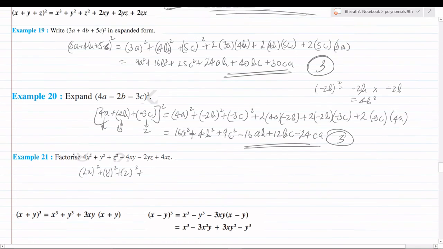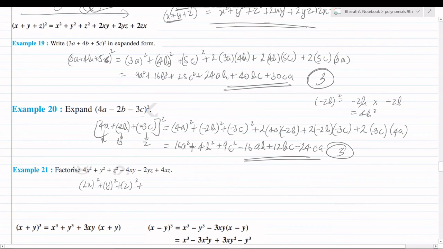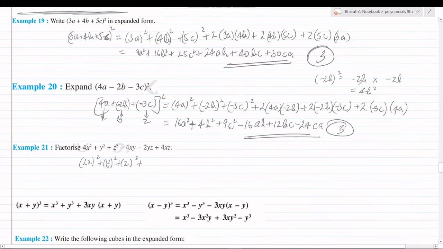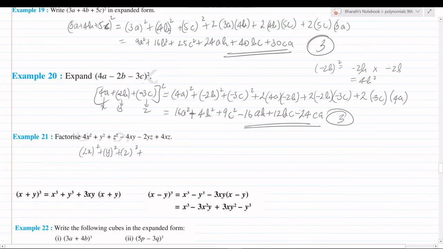Take our standard form. What is our standard form? This is our standard form. So keep this in mind. Take plus, write 2 as it is. What is that a? A is 2x. Keep some space in between. What is our b? It's our y. No, take 2 common. What's b? It's y. What's c? It's z.